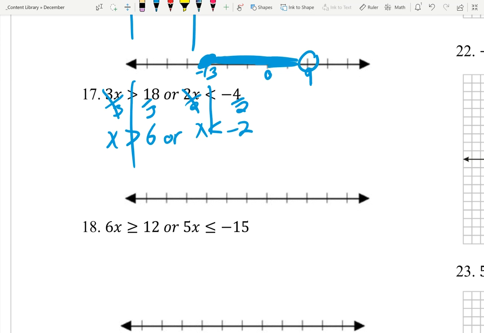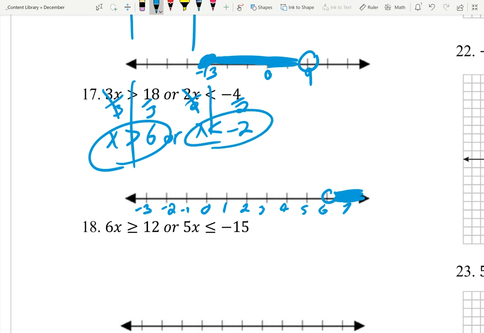So let's have this all written out. We'll have negative 2, negative 1, 0, 1, 2, 3, 4, 5, 6, 7, and we'll have negative 3. So x is greater than 6. So we have an open circle at 6, and then we're shading greater than. So it's going to be 7, 8, 9, all the numbers that are going to be to the right-hand side.